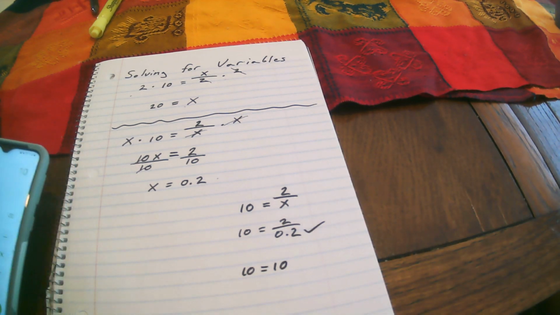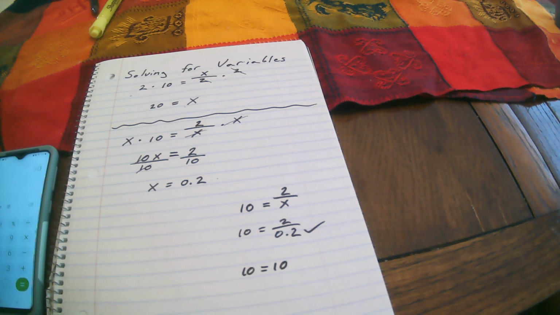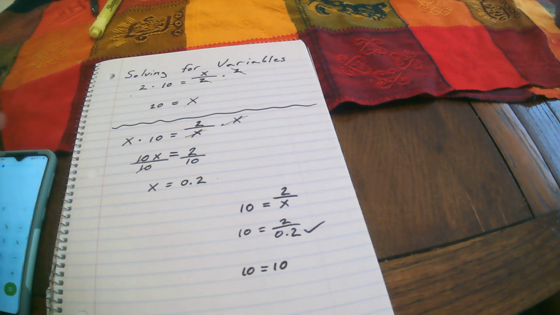x is 0.2. So that is the brief basics on how to solve for variables using algebraic equations. We will use this exact same pattern to solve for density. So remember these math tricks when we look at the equations for density in a few minutes.